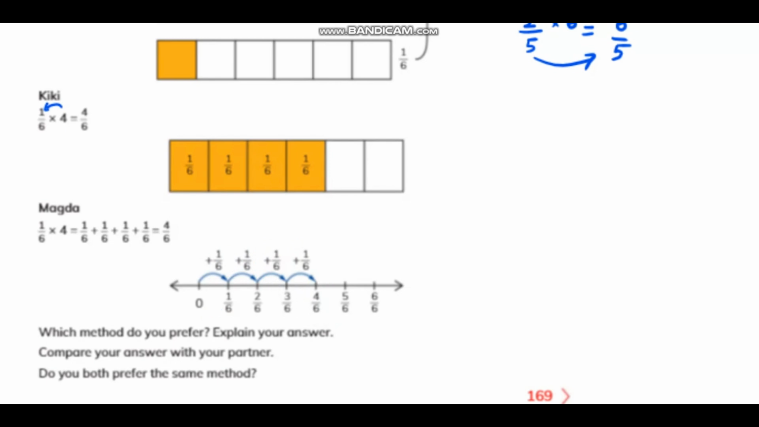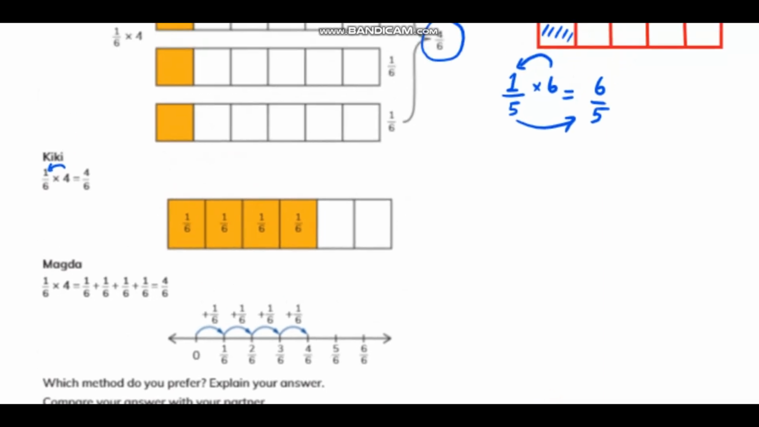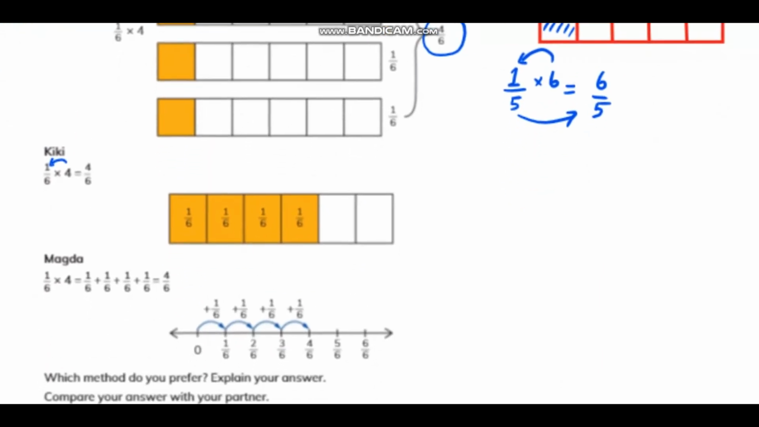So you can choose any method, maybe Amy, Kiki, or Magda, but I would suggest you choose Kiki's method, because I think it is the simplest method. So write the answer of question number 3 here, guys. Let me write here. This is question number 2. Now here question number 3. So you can say that I prefer Kiki. You can choose whatever you want, it's up to you. There is no compulsion. Nothing is compulsory.